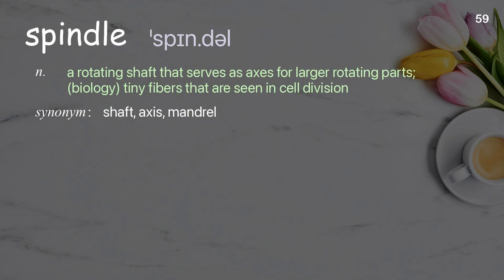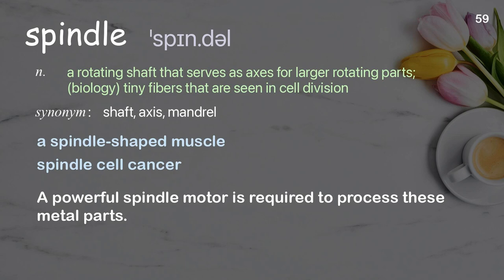Spindle. A rotating shaft that serves as axes for larger rotating parts. Biology: tiny fibers that are seen in cell division. Examples: a spindle-shaped muscle. Spindle cell cancer. A powerful spindle motor is required to process these metal parts.